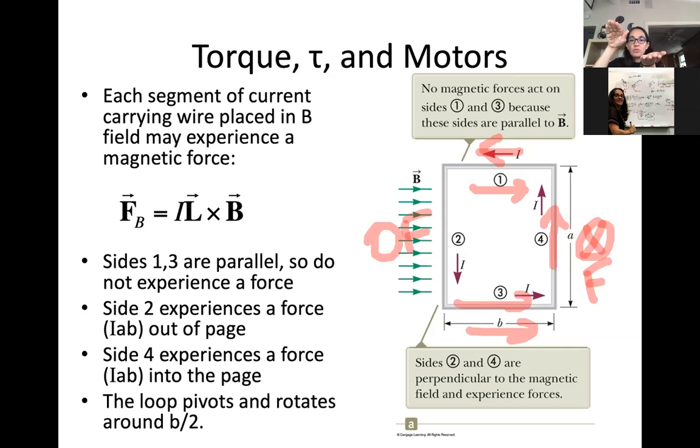Side 4 is going to go down into the page as side 2 comes out of the page. This should have a little dot in it. So it's going to start to rotate, like the right side coming out of the page and the bottom side going into the page. So imagine something like this, right? Grab your notebook, pull your right side up as you pull the left side down, and it starts to rotate. So you can get this to rotate simply by running current through a magnetic field, which is pretty cool.